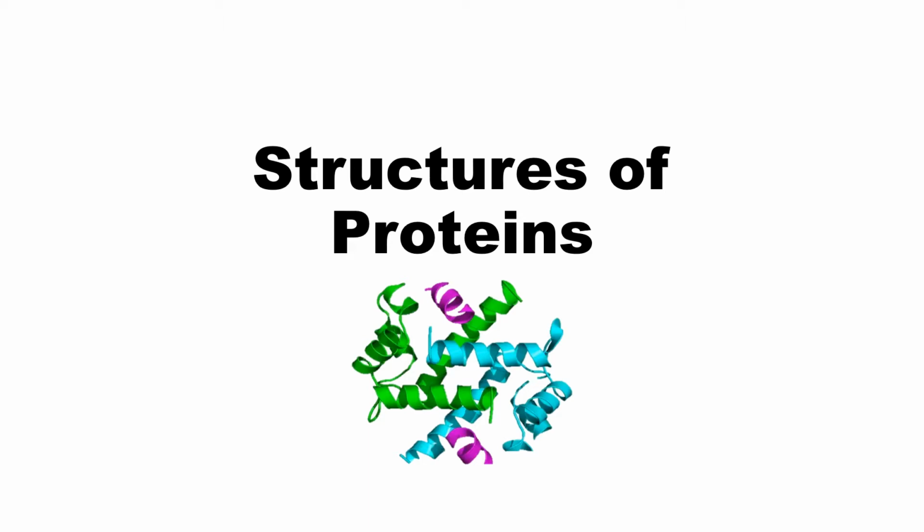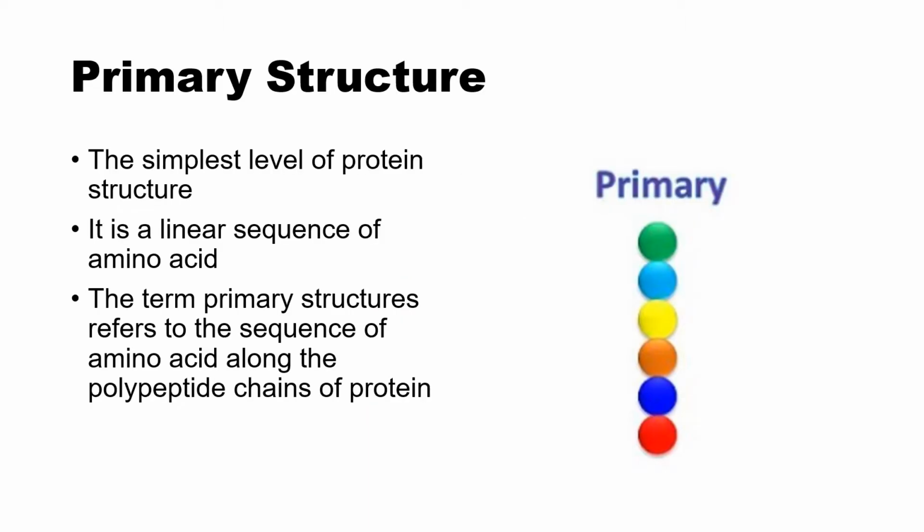So the first structure is the primary structure, na tinatawag. In the primary structure, it is the simplest level of protein structure. Ito yung pinakasimple kasi it is a linear sequence of amino acids lang. So parang ganito. When we say linear, parang straight line lang. Walang kadugtong, walang nagbra-branch, walang mga paliko-liko, basta linear yung sequence of amino acids.